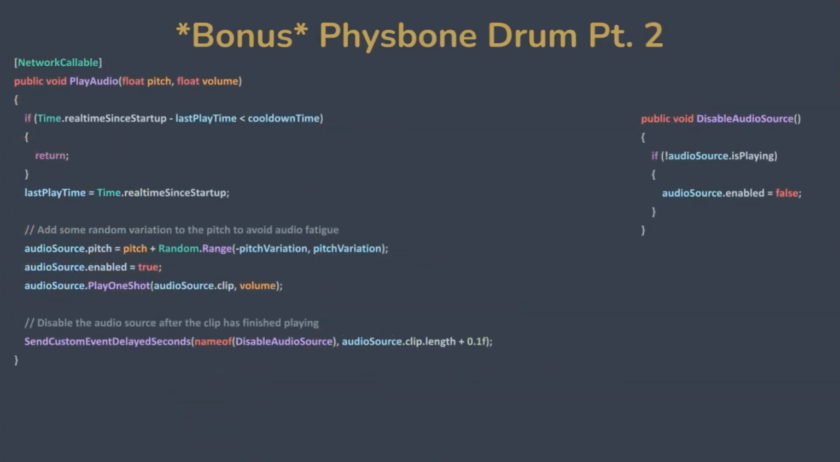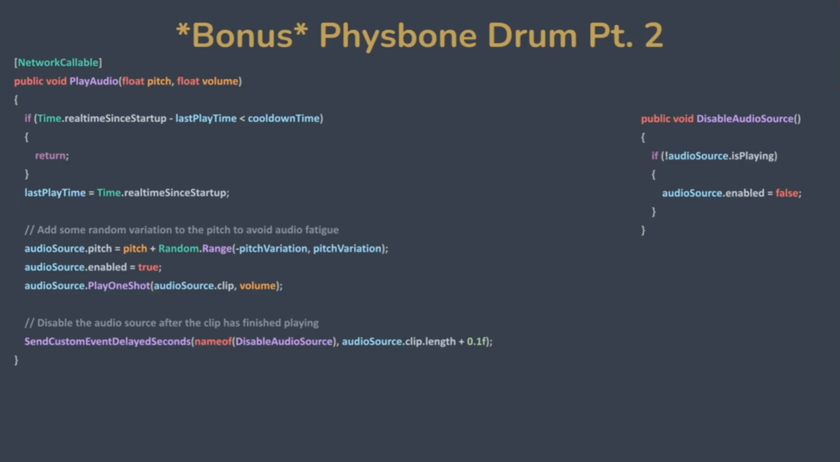So I think it's done. There you go. Then we have the play audio function, which you'll see is network callable, where we do a couple things. We have our cooldown at the very top. Then we have the pitch, which we'll use that input value of pitch plus some random variation to avoid audio fatigue. Then we enable our audio source and play our clip.